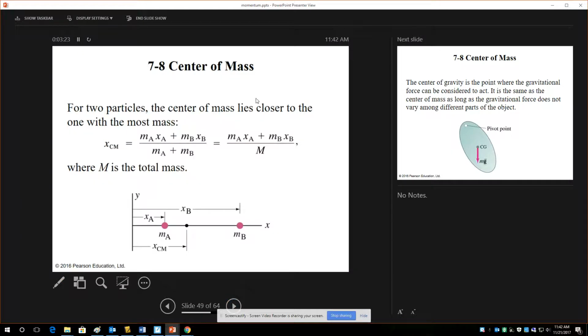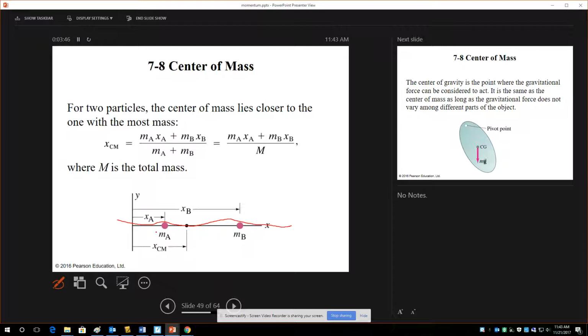So how do you find the center of mass? Now we go back to the particle model. For two particles, we take the mass weighted average of the particles' positions. So we look along the x direction. I look from left to right.